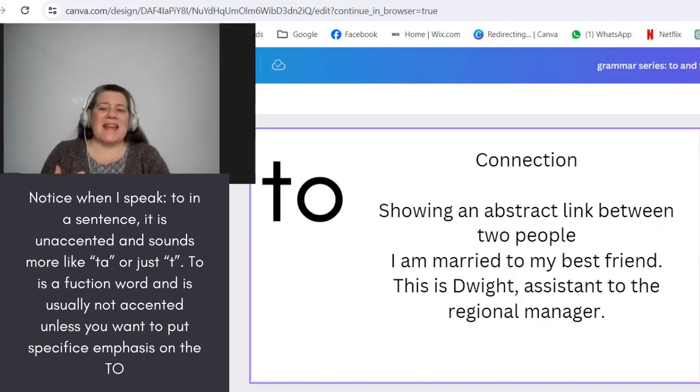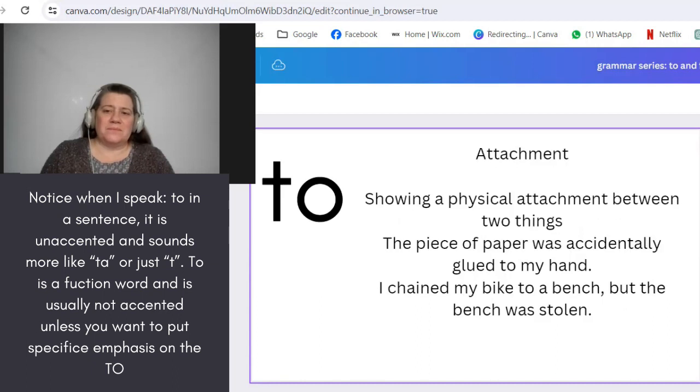It also shows connection. For example, I'm married to my best friend. And this is Dwight, assistant to the regional manager. It's an attachment. We also show physical attachments with "to", like this paper is glued to my hand, or I chained my bike to the bench. Okay.